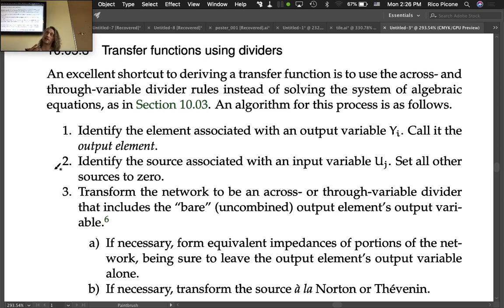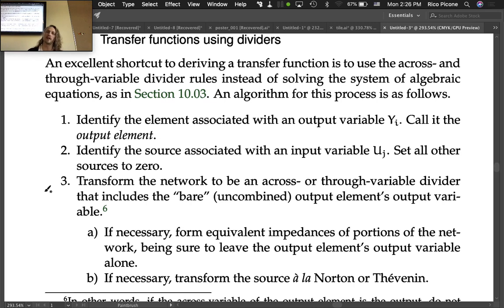If it's an across variable input, setting it to 0 means just combining those two nodes, right? Collapsing it to a single node. It's shorting it out, essentially. If it's a through variable source, it means that there's no flow through it, so it's just like opening it up so the two nodes are separate and not connected. Okay, so that's how you set different sources to 0.